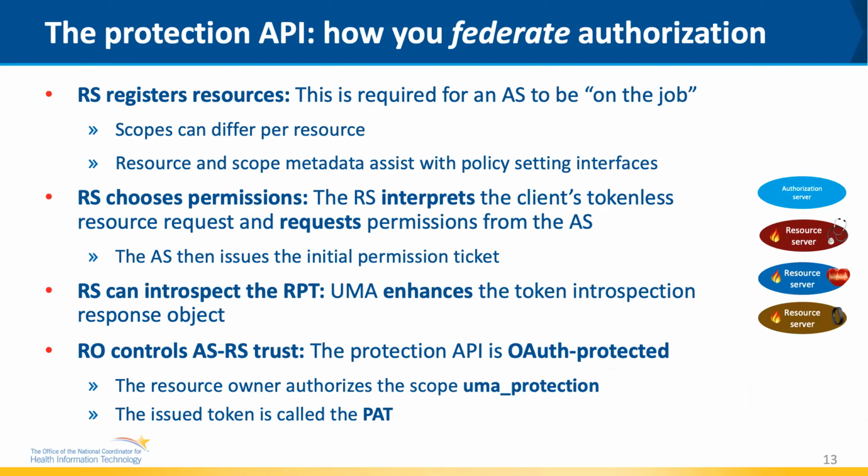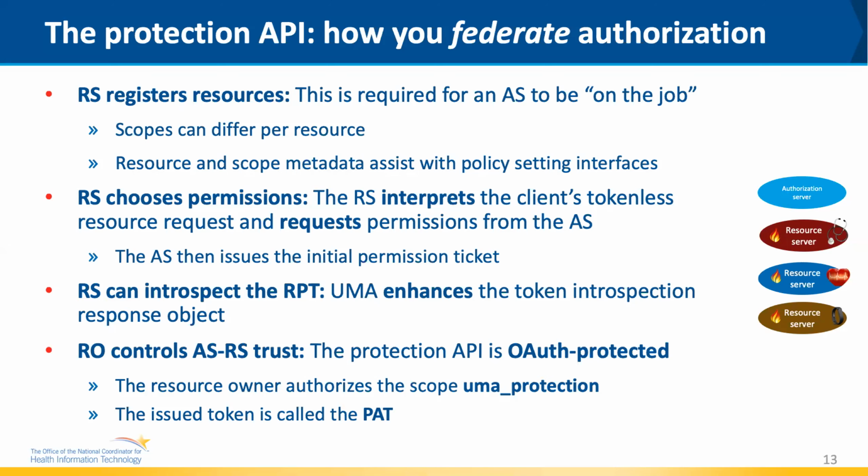So these graphics on the right will be familiar if you joined in the first 30 minutes. So what the protection API that's been standardized in the federated authorization spec does is standardize 3 endpoints and a security mechanism for them. So the first endpoint standardizes resource registration. That's required for an authorization server to be on the job protecting a resource. The second endpoint is for the resource server to get permission tickets. And the third endpoint is for token introspection and the specialties that it needs if you use token introspection.